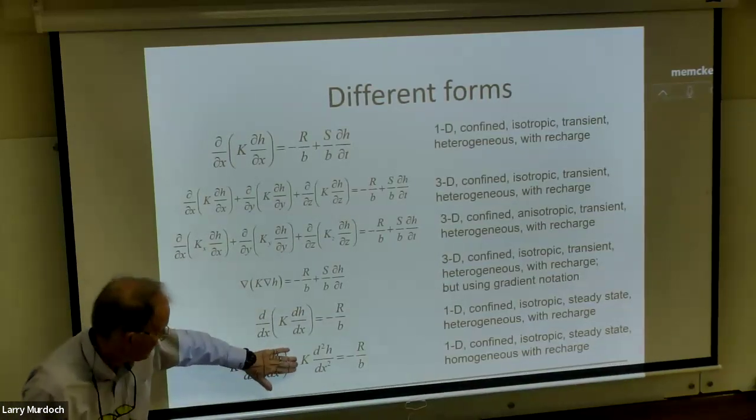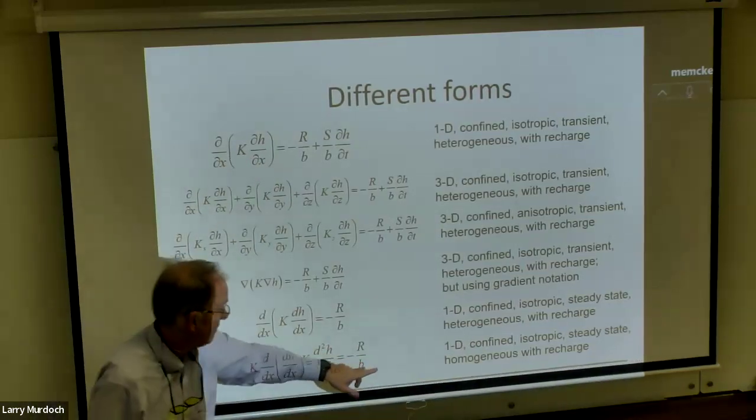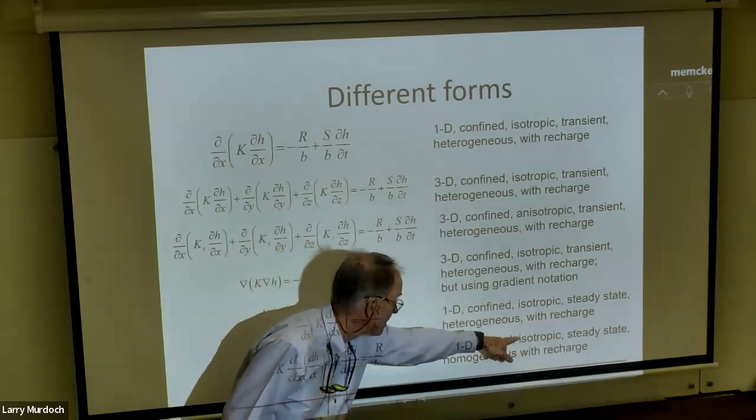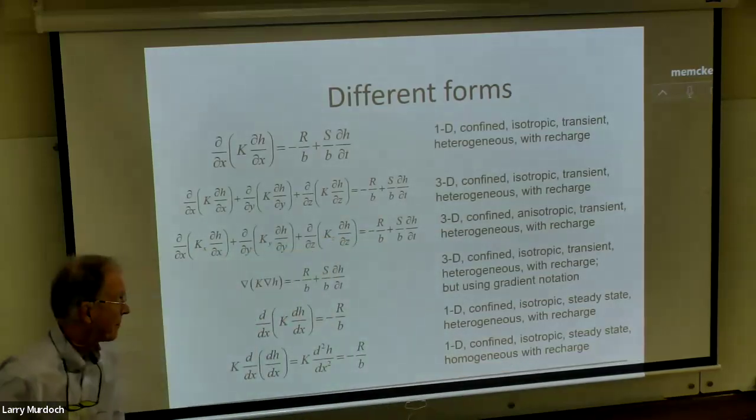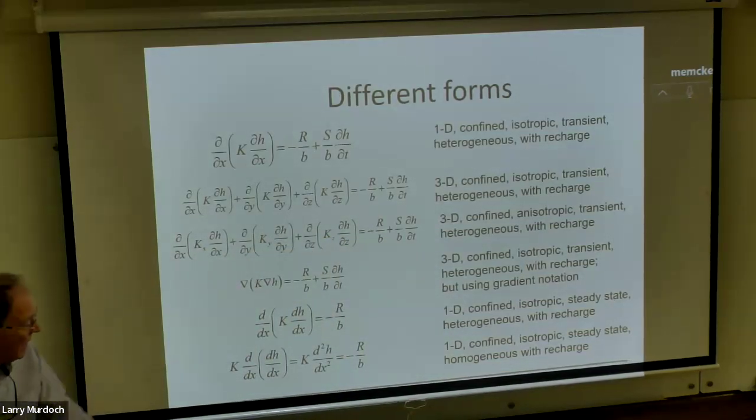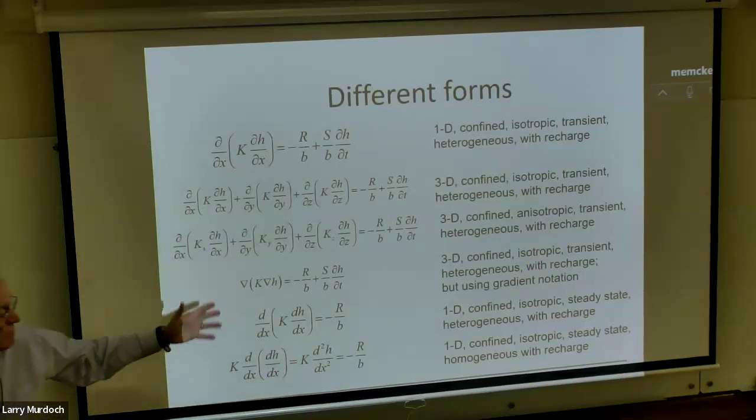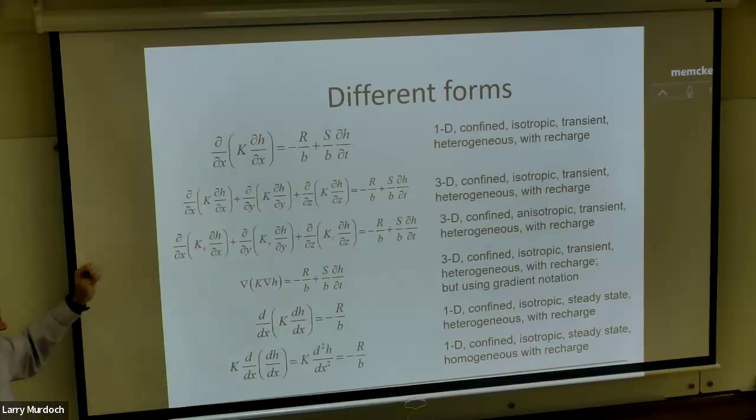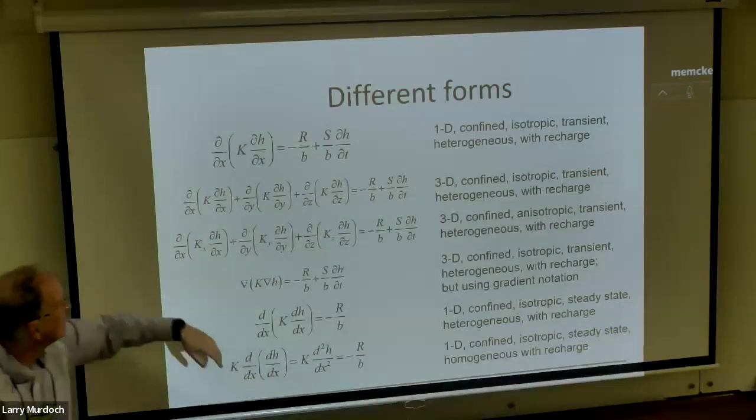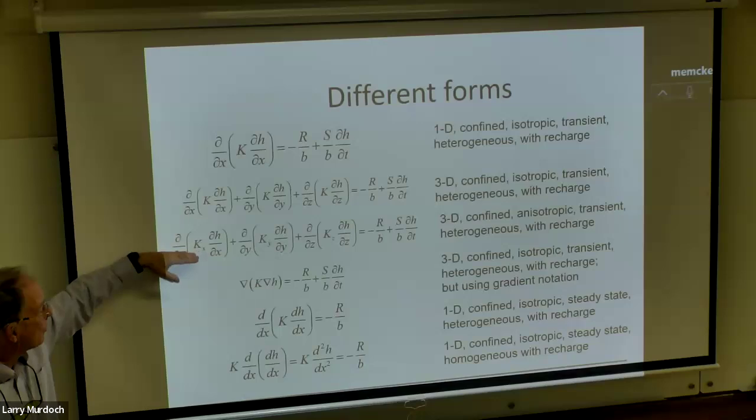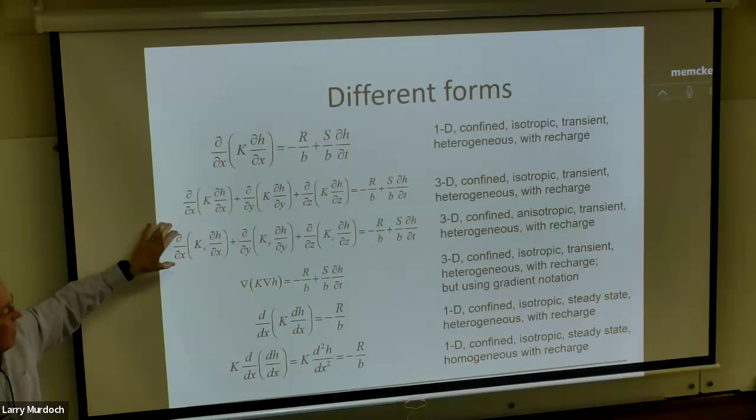Okay, so here now we have, of all of this stuff, the simplest form. This is 1D confined, isotropic, steady state, homogeneous with recharge. Okay, so we've got a bunch of different variations. We can solve these in different ways. The simpler ones we can solve with simple methods. This is probably the most complete right here. We can solve this with numerical methods.